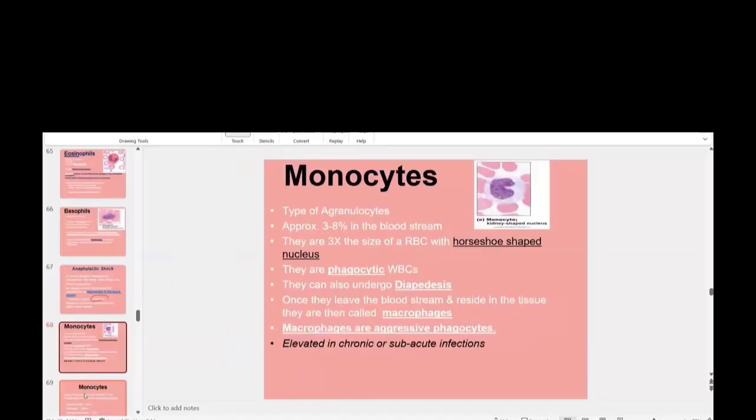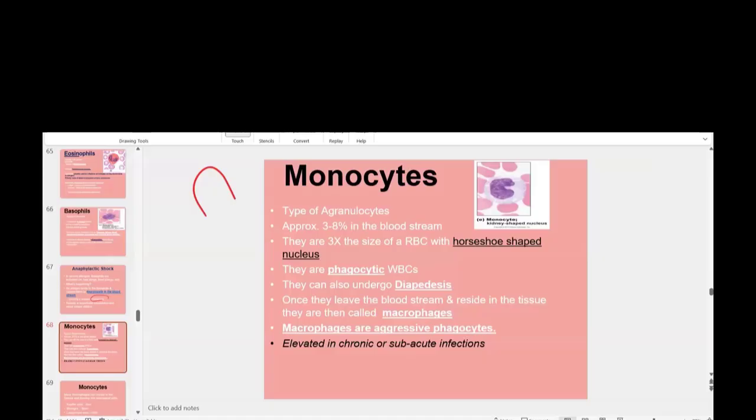Go to the next one, monocytes. They are a type of agranulocytes, and they are approximately 3 to 8% in the blood. They are 3 times the size of a RBC, and it's very clear to see they have a horseshoe shaped nucleus, or you can also say a kidney bean shaped nucleus, and they are again big time phagocytic WBC, very powerful, okay?